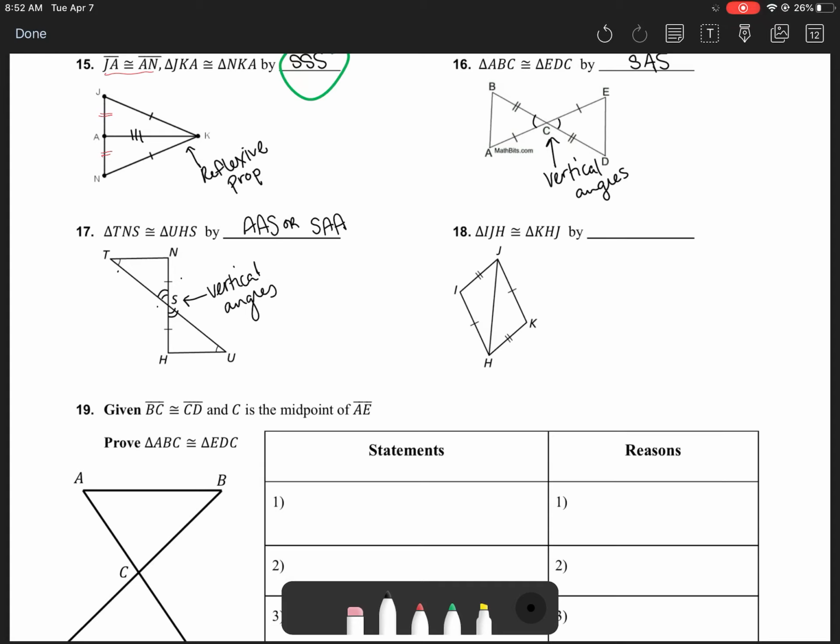The angle is not sandwiched between the two sides. Well, there aren't two sides. The side is not sandwiched between the two angles. So it's not angle, side, angle, because that would mean that the side has to be here. But that's not the case. It's on one of the edges. And for number 18, I have that piece of information in the middle with the reflexive property. So again, I have side, side, side.